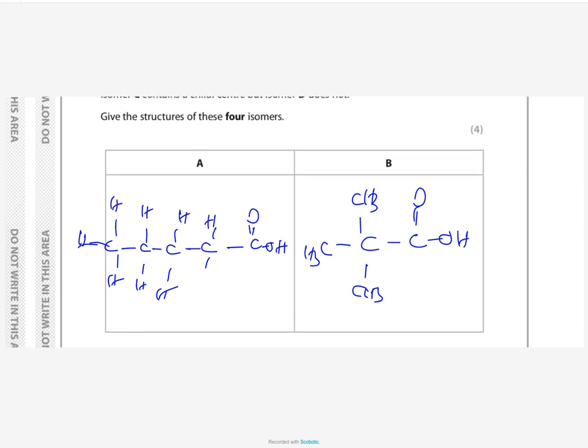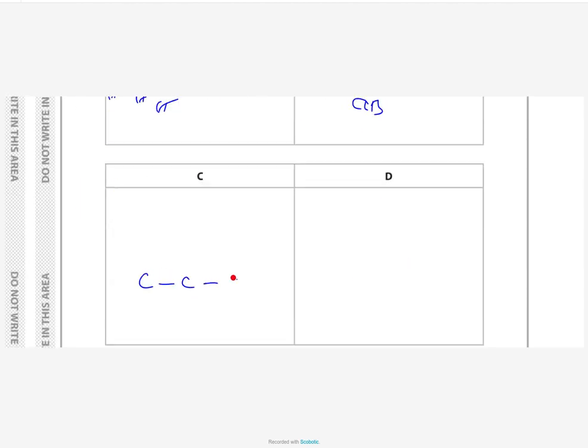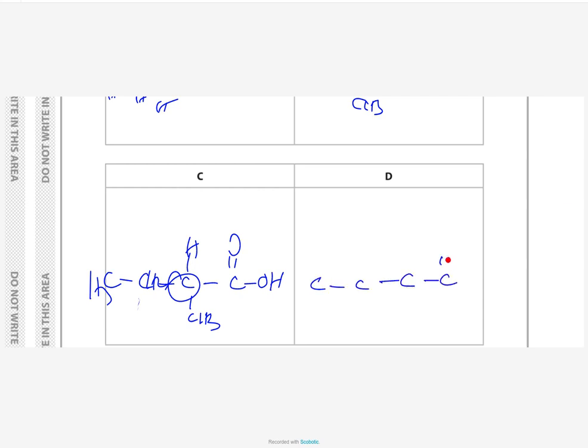C is a chiral carbon. Chiral carbon, let's see. No, it can't be here. CH3 is here. Yes. This is a chiral carbon. And the last one is not optically active. Then you can shift the CH3 here to a second carbon. It is not optically active because there are two CH3 groups attached. Got it?